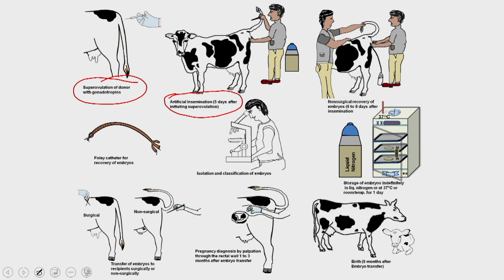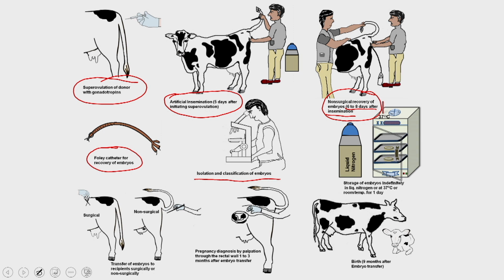the embryos. Now, what you have to do is a non-surgical recovery of these embryos after the insemination. So, 6 to 8 days after the insemination, you can recover these embryos, and you can use the catheter called Foley's catheter to recover these embryos from the superovulated females, and then each embryo can be observed under the microscope for classification as good quality or bad quality embryos.